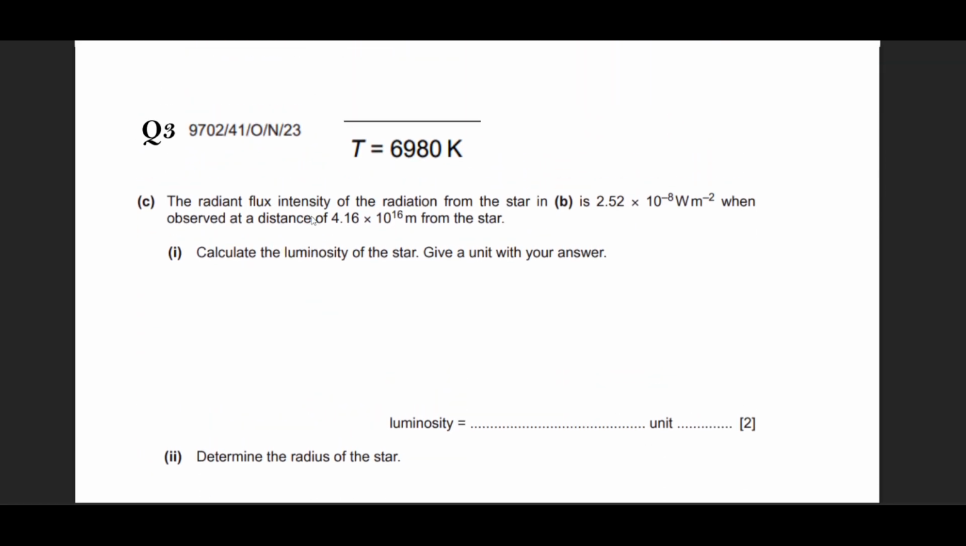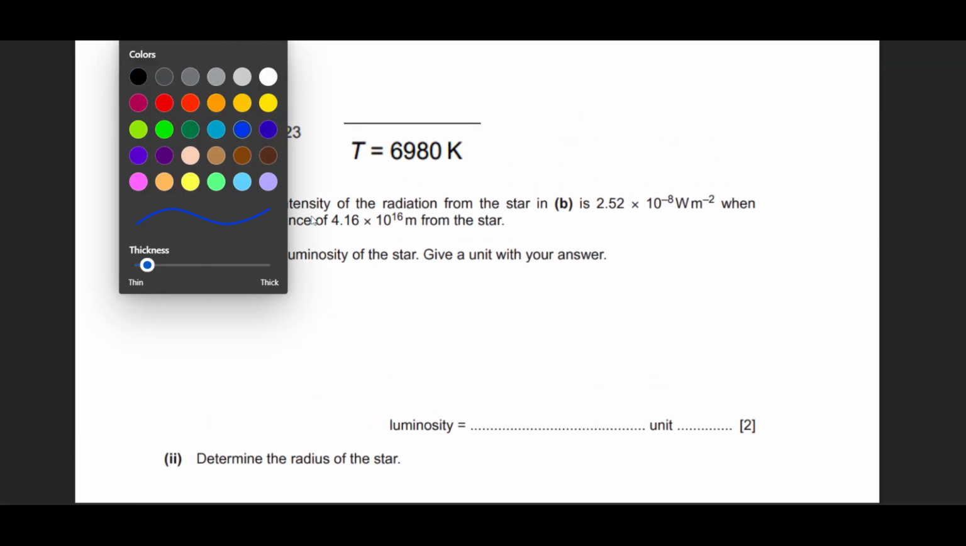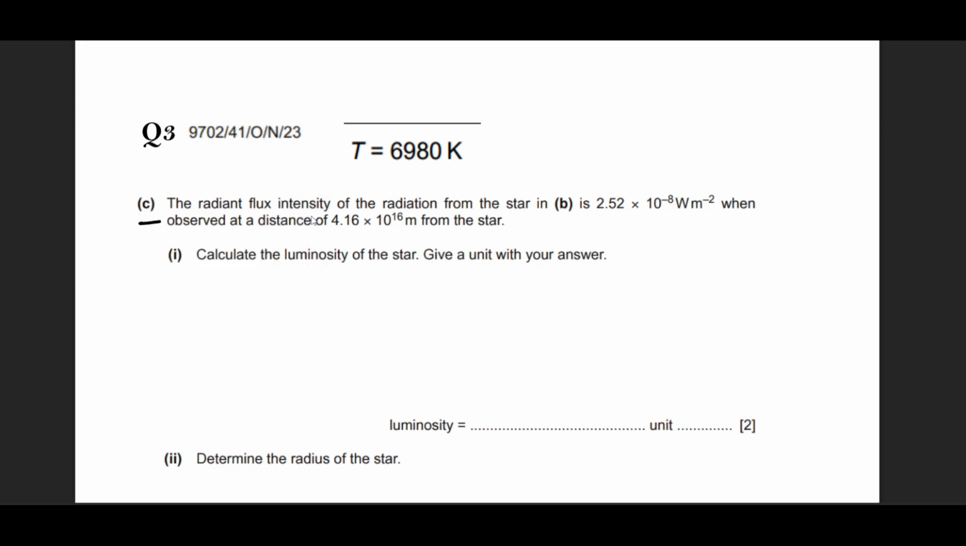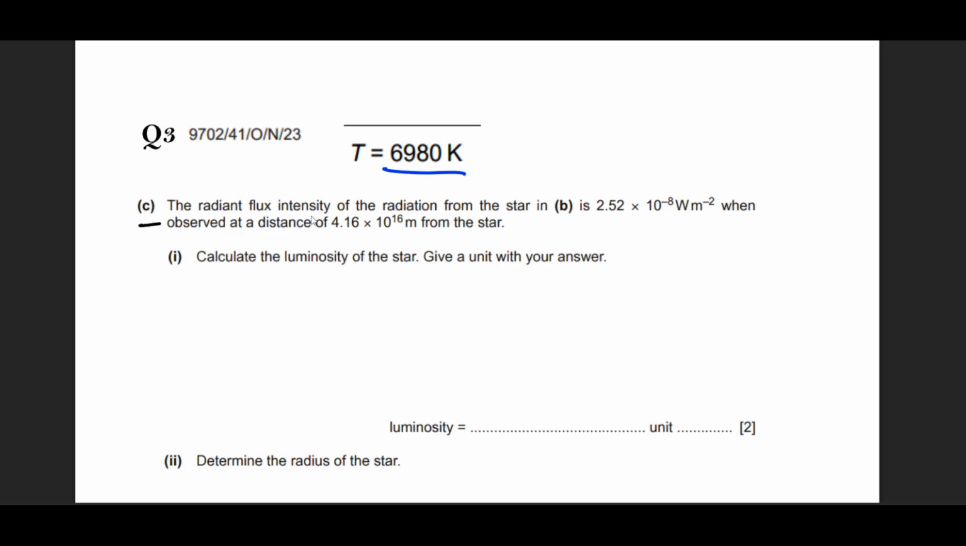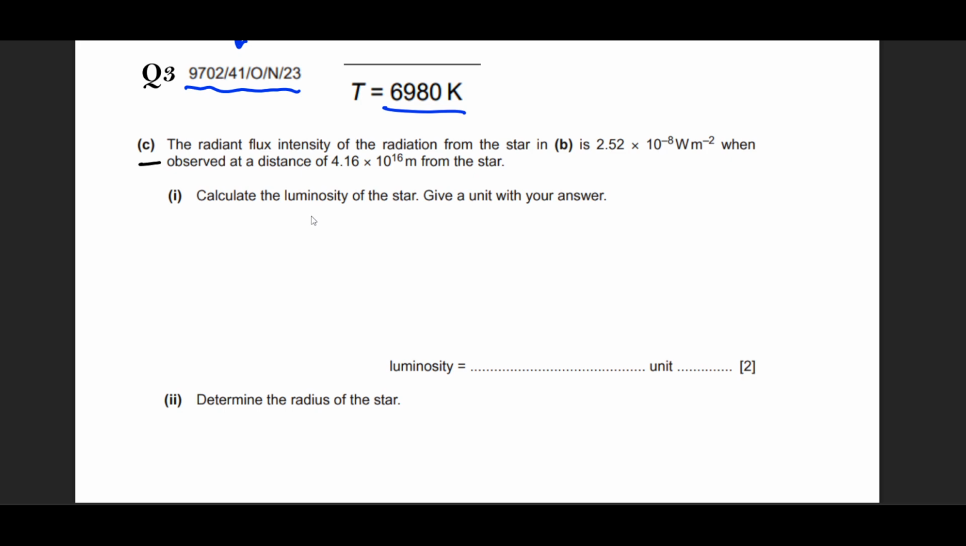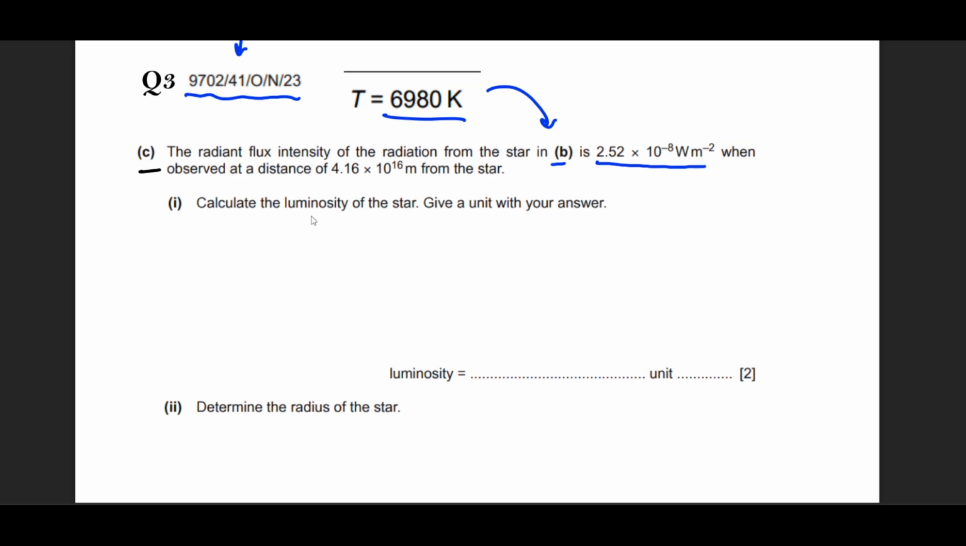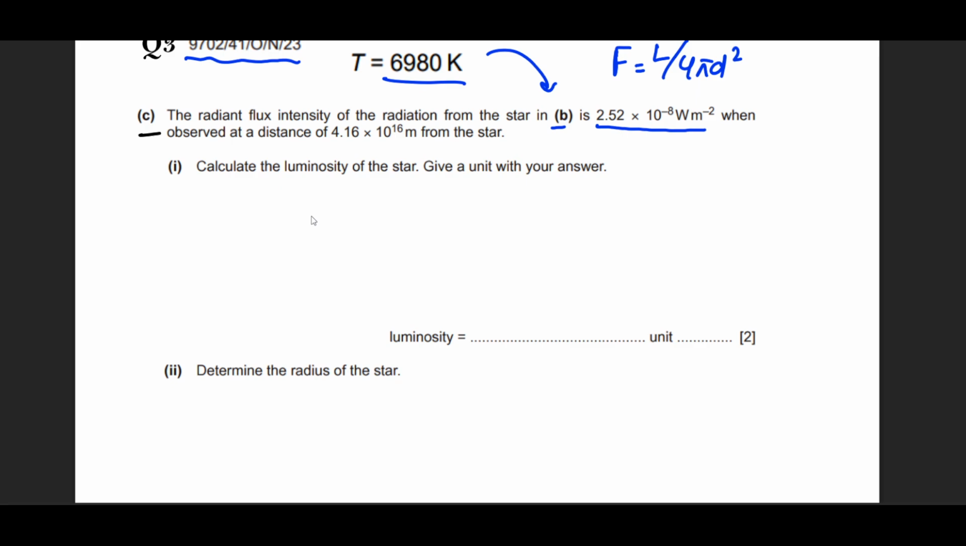Question number 3. Since we are dealing with part C, in a previous part they have already calculated, or you can say they will ask you to calculate, the temperature, which is 6980. We're going to use this value in the incoming part. That's why I'm just picking the value over here directly. So this is question number 3, October-November 2023, paper 4.1, part C1. He says that the star in B, of course the value picked from that part, has the radiant flux intensity to be this one, okay? And the formula for radiant flux intensity was F equals L divided by 4 pi d squared, when observed at a distance of this. This value is given to us.